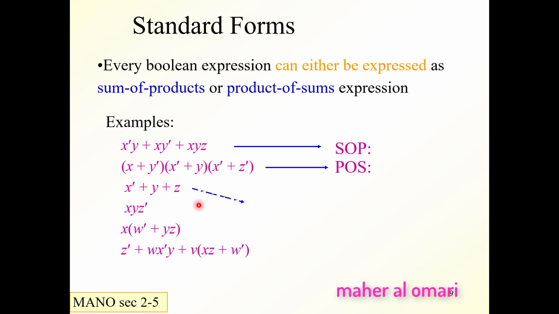How about this function? This function actually can be considered as a product of sums or sum of products. Sum of products, if we consider this as a product term, and this is a product term, and this is a product term, and we have the sum between them. If we look at this as one term, then it's a sum term. That's why we said this can be in the sum of products or in the product of sums. The same applies for this function. This can be considered as one product term, or it can be considered as the product of these three sum terms, x, y, and z bar.